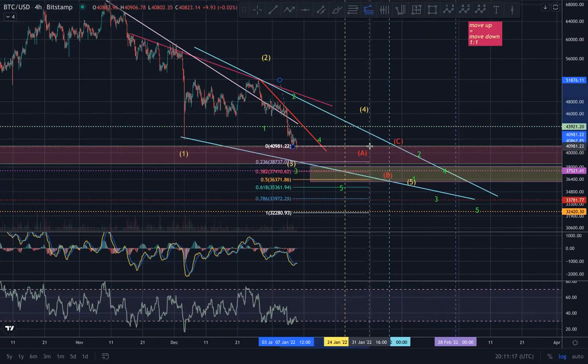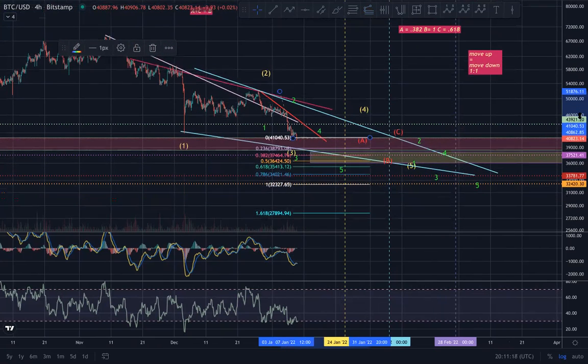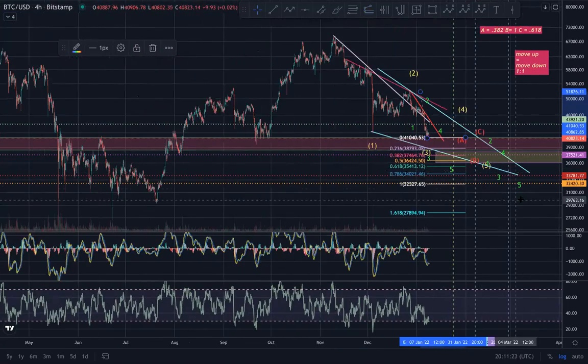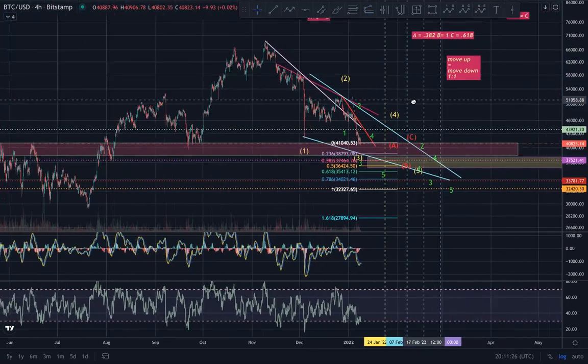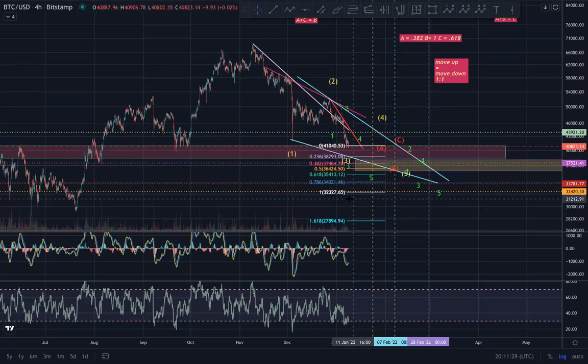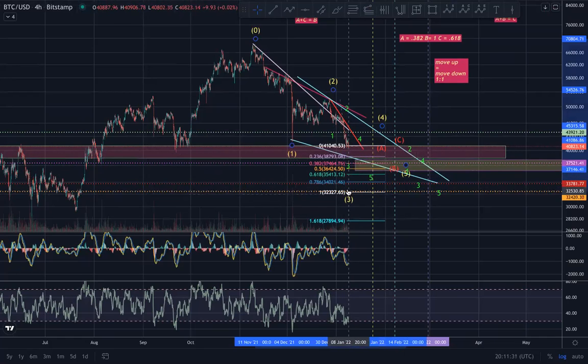And if we do that, then the 3 wave brings us all the way down to roughly this 32,000 level. What I mean is the yellow bigger degree count of 3 would bring us all the way down here in that 1-to-1 scenario.